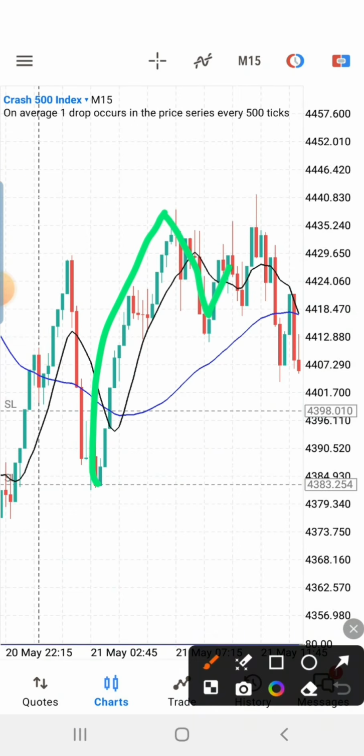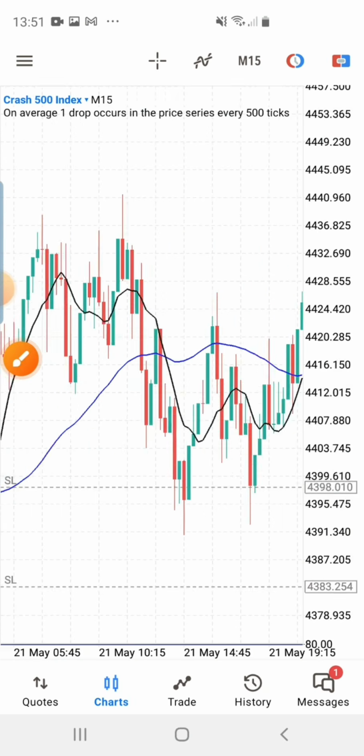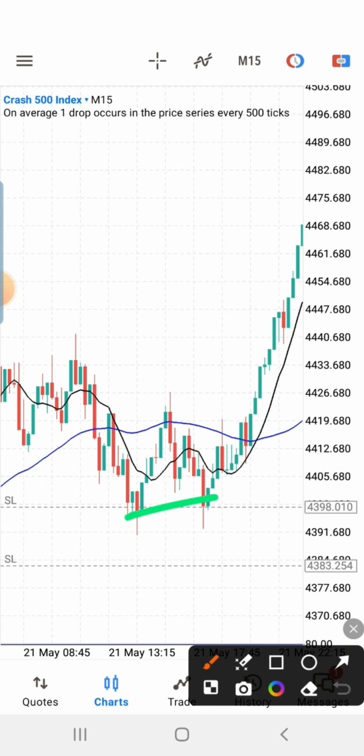Price pushes up, gives us a double top. You can see it's right here. Price closes below here, we make our entry, and you can see price drops to this level, okay, before reversing.